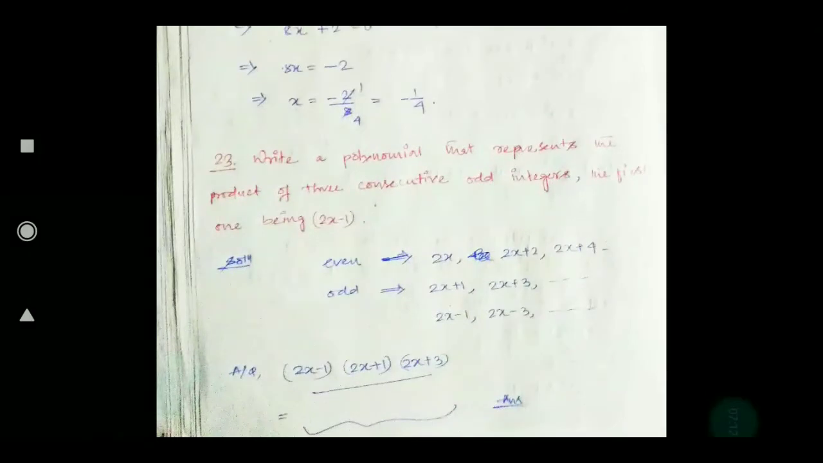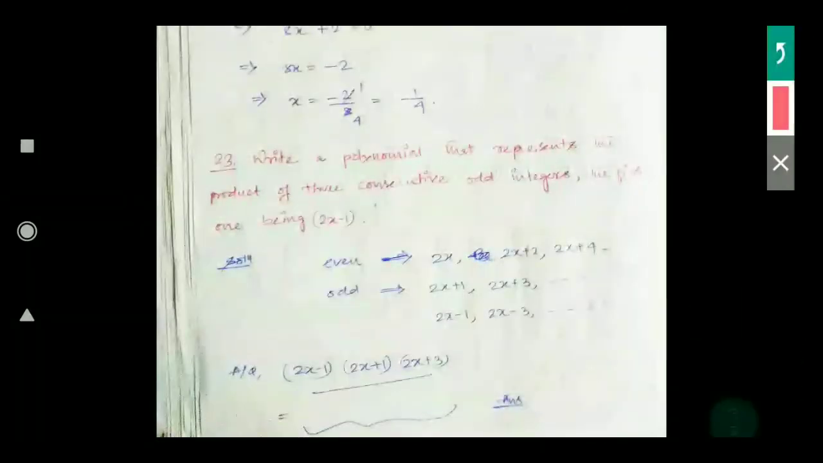Okay, and in these questions: write a polynomial that represents the product of three consecutive odd integers. So first of all, do know what is meant by consecutive numbers. Consecutive numbers means they are side by side, one next to another, that is called consecutive. Like consecutive to 1 is 2, then consecutive to 2 is 3. Like this they are consecutive, side by side.